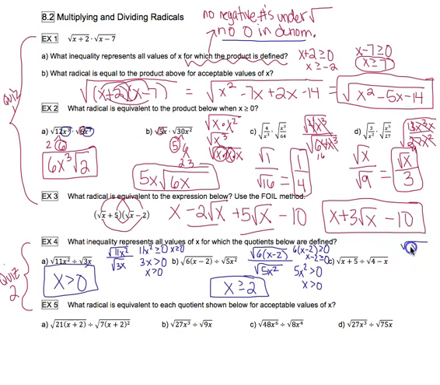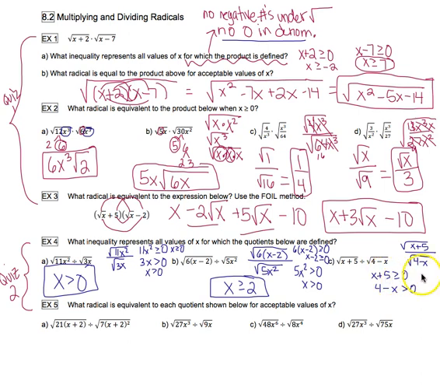All right, last one of this type. So I've got x plus 5 in the numerator and 4 minus x under the square root in the denominator. So I know x plus 5 has to be greater than or equal to 0, and I know 4 minus x has to be greater than 0.